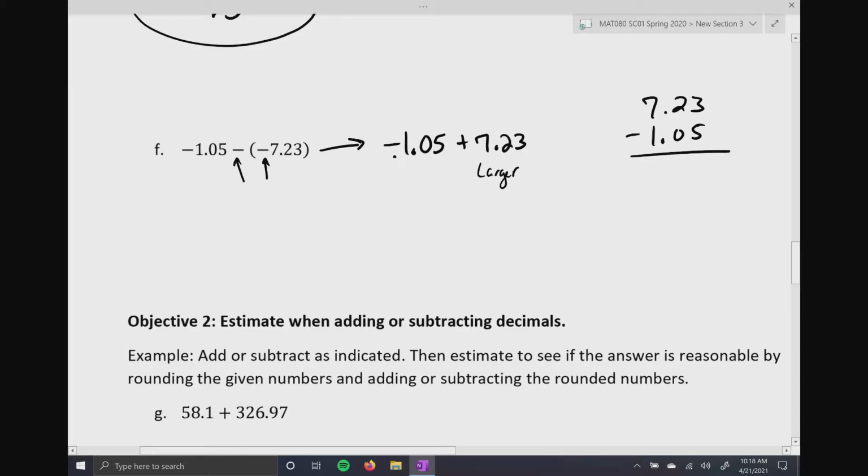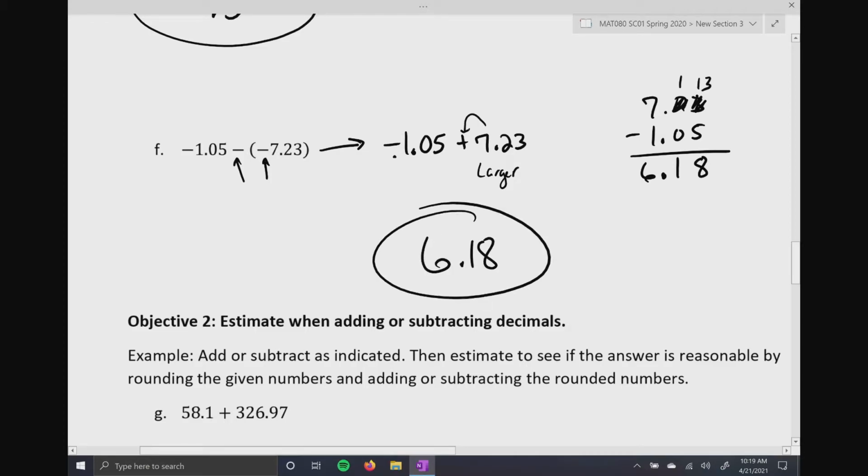All right, I have to borrow. So this becomes 13. That becomes a 1. 13 minus 5 is 8. 1 minus 0 is 1. And then I put my decimal point. 7 minus 1 is 6. And since 7.23 is larger, and the sign in front of 7.23 is now positive, I know my result is going to be positive as well. So 6.18, or 6 and 18 hundredths.